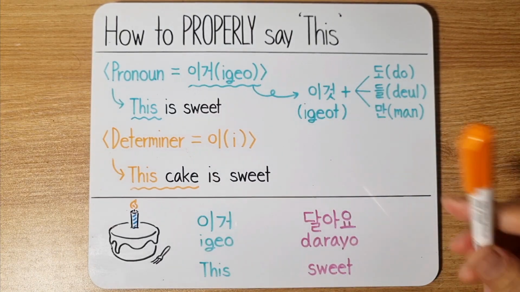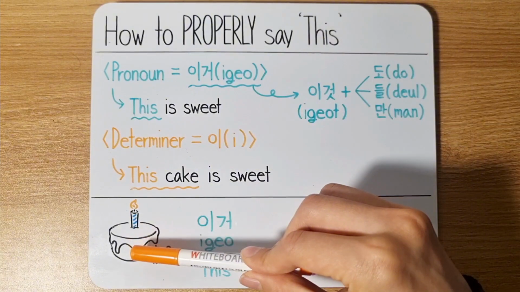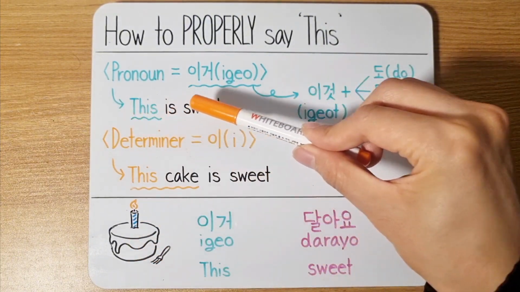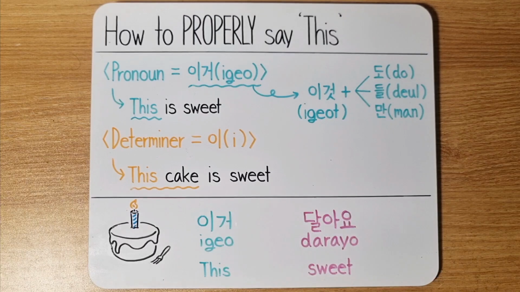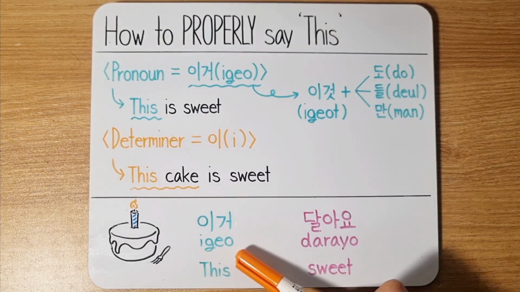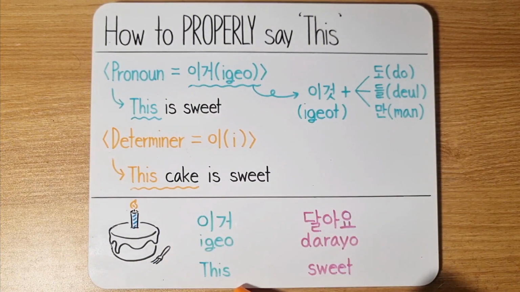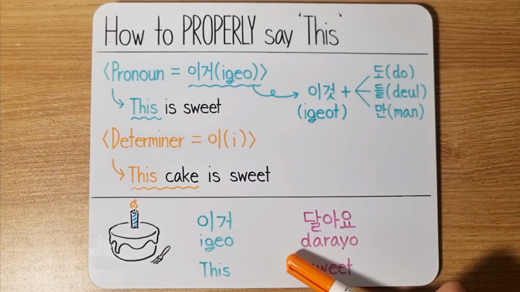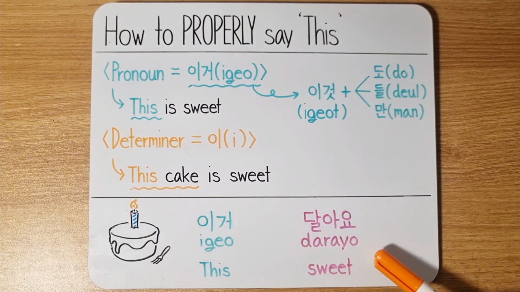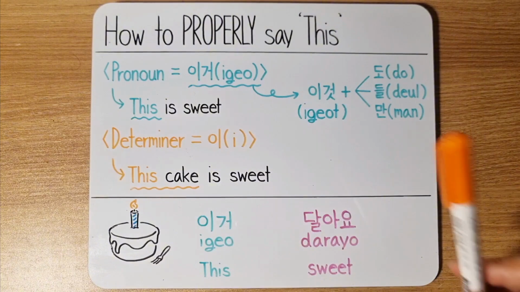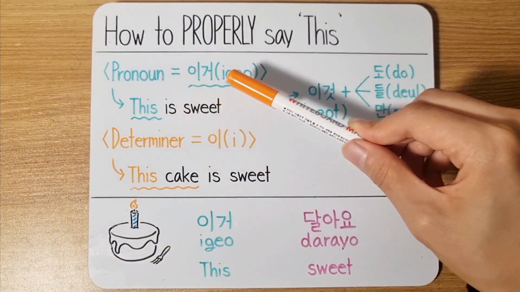So if I am going to use this as a pronoun and say, this is sweet, the Korean sentence will look something like this. 이거, this in green, 달아요, sweet in pink. So altogether, 이거 달아요. So, that is using this as a pronoun, 이거.